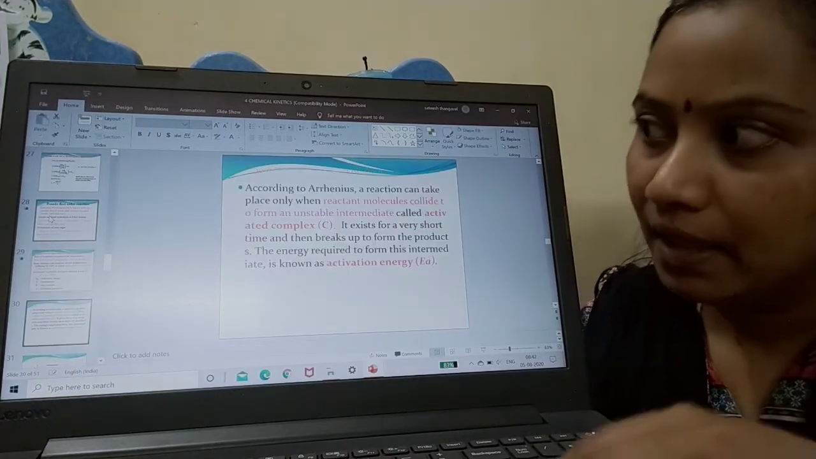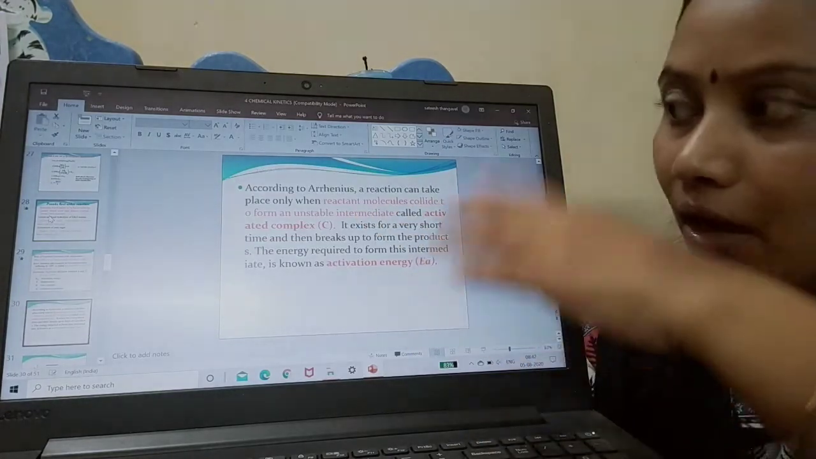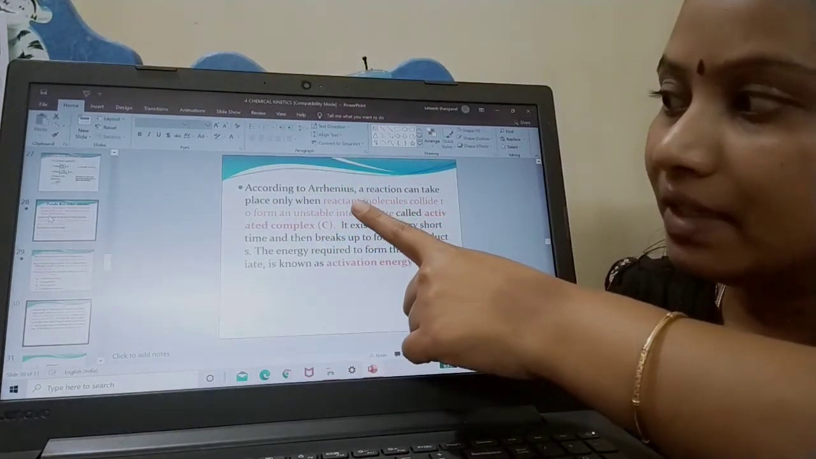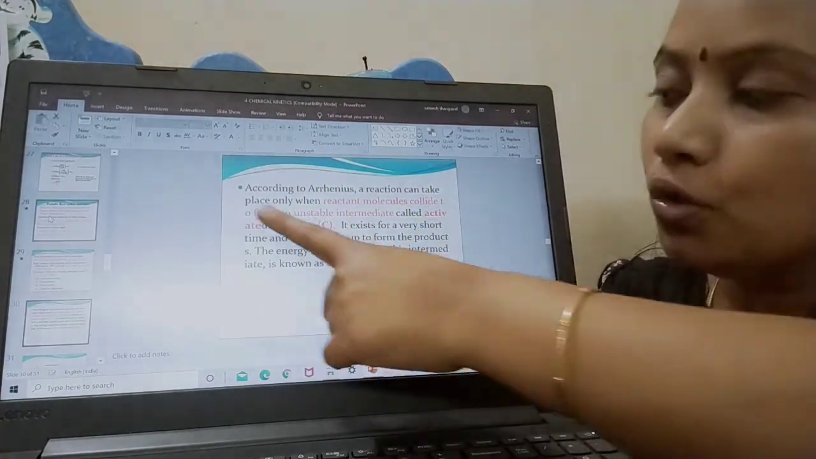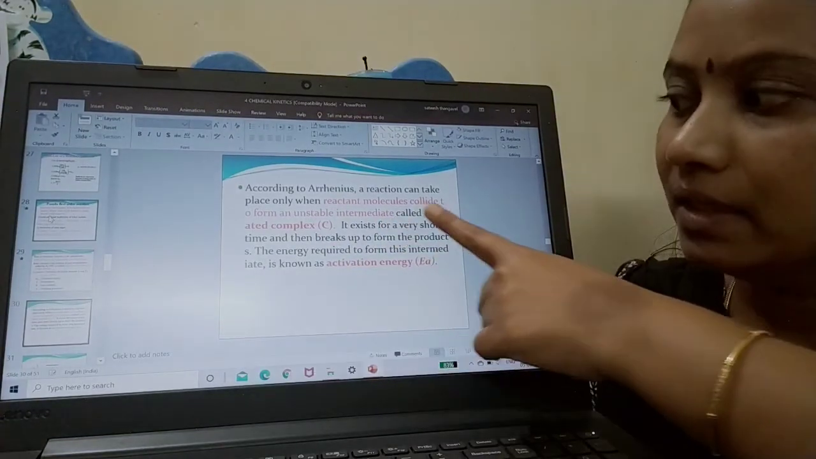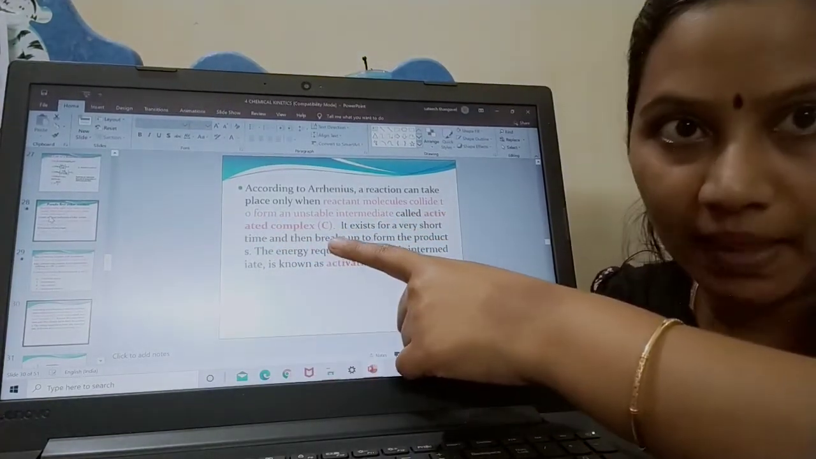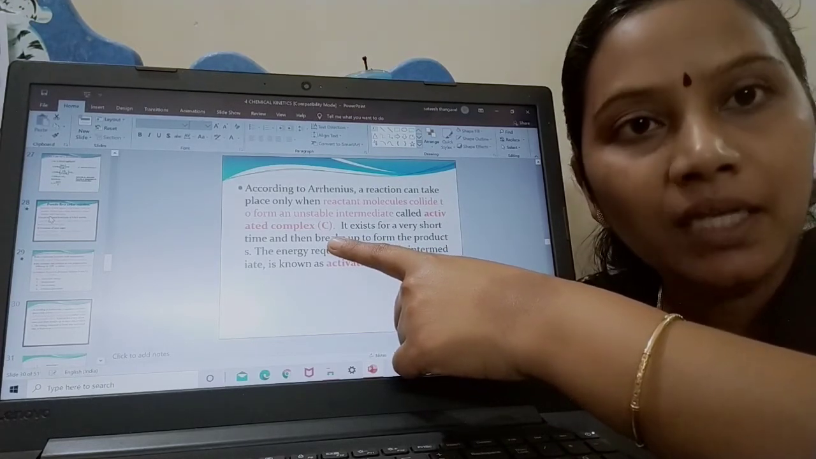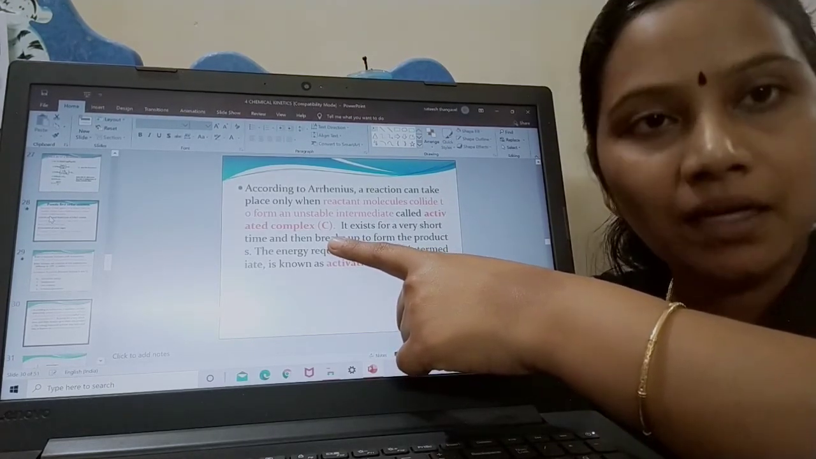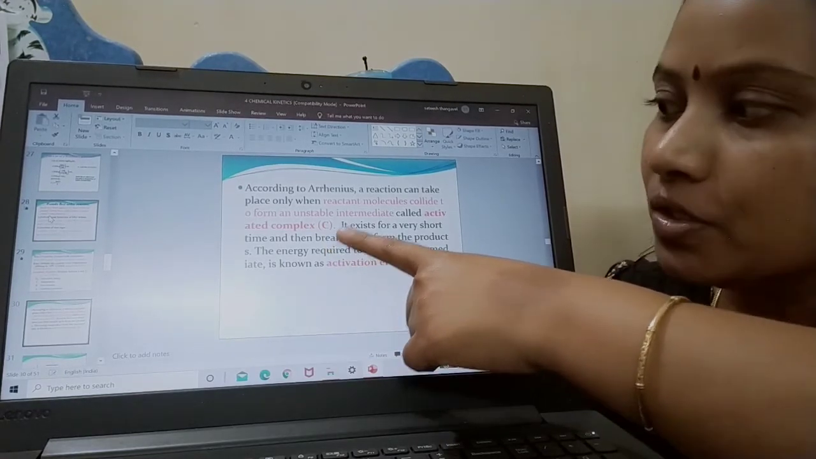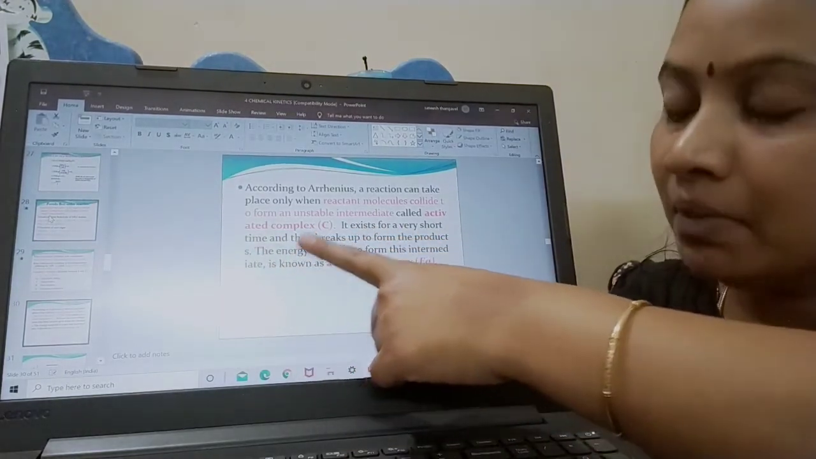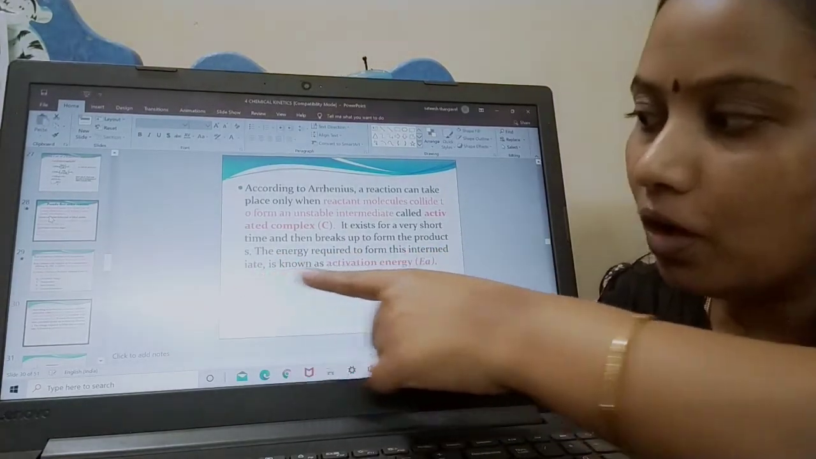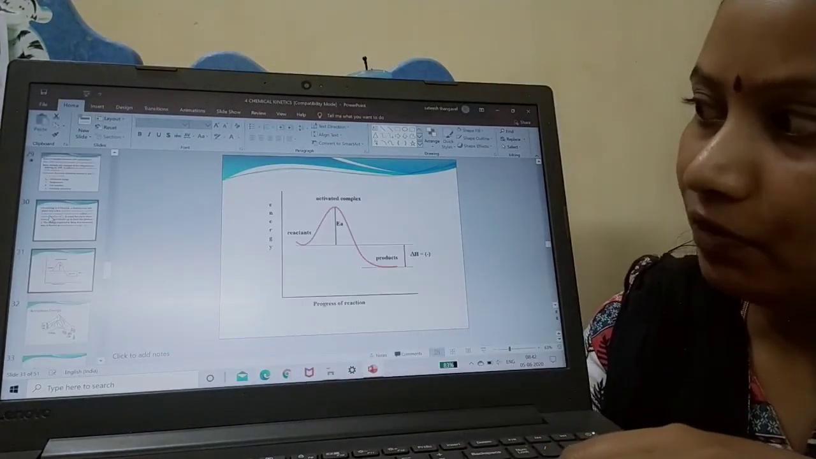Okay children, let me repeat what activation energy is. According to Arrhenius, a reaction can take place only when the reactant molecules collide to form an unstable intermediate, called the activated complex. This activated complex is an unstable intermediate compound. It should decompose immediately, or break down to give me product. So it exists for a short period of time, then breaks up to form the product. And the amount of energy required to form this intermediate is called activation energy.